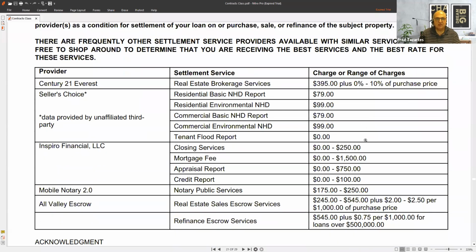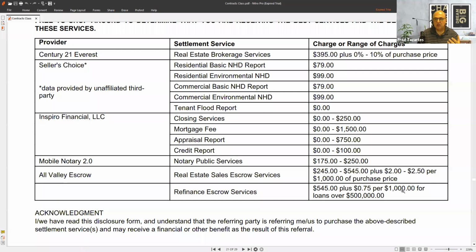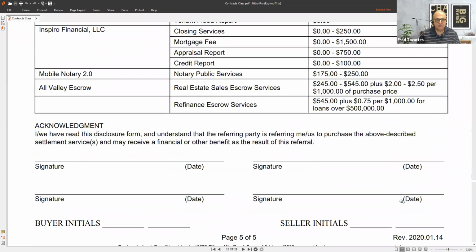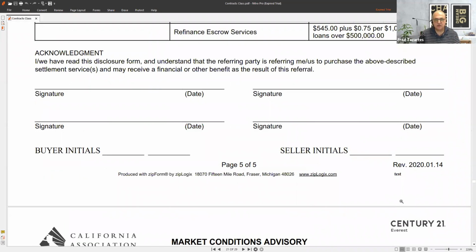NHD reports, Inspiro Financial, All Valley Escrow, these are their fees. So again, it's just disclosing who we have a business relationship with, and also these are the fees at this time. Again, everyone signs, everyone initials.